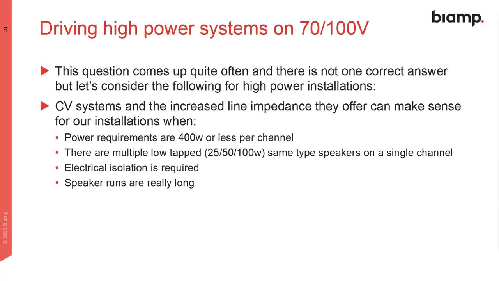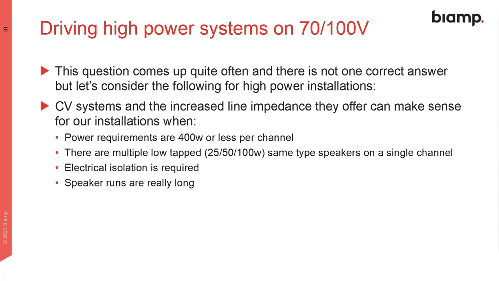And also, Dale Shirk put together a wonderful calculator that's in the handouts, and a presentation that he's put out there before, that will be extremely helpful in determining, does it make sense to go constant voltage for a system, and also just figure out general day-to-day cable losses and paralleling and seriesing of speakers. In general, if power requirements are 400 watts or less per channel, using a constant voltage in these sports systems, especially outdoors, can make sense.